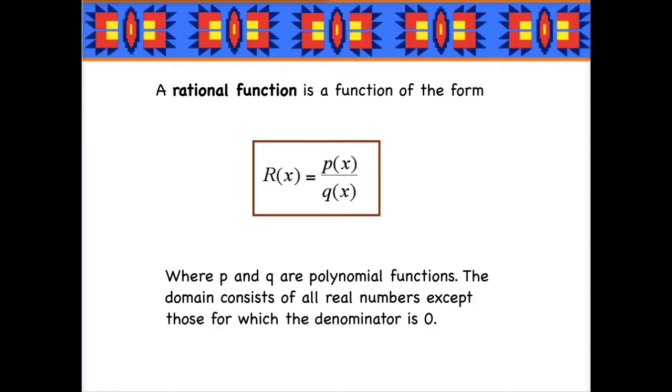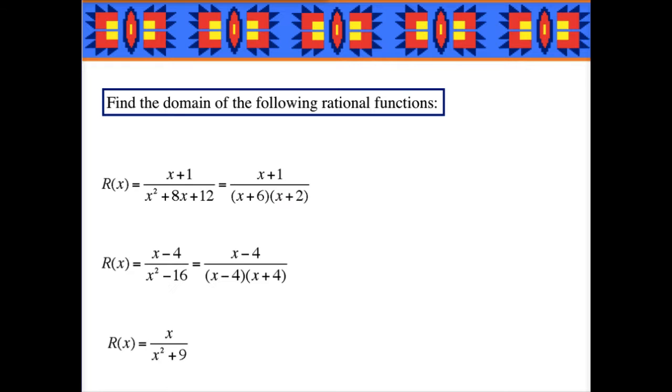Let's look at what a rational function is again. It is in this form where p and q are both polynomial functions. The domain consists of all real numbers except anything which causes the denominator to be 0. Remember, we can't divide by 0 or we have an undefined function. Let's start off by reviewing the domain with these functions. So remember, we can't have any x value that would cause our denominator to equal 0.